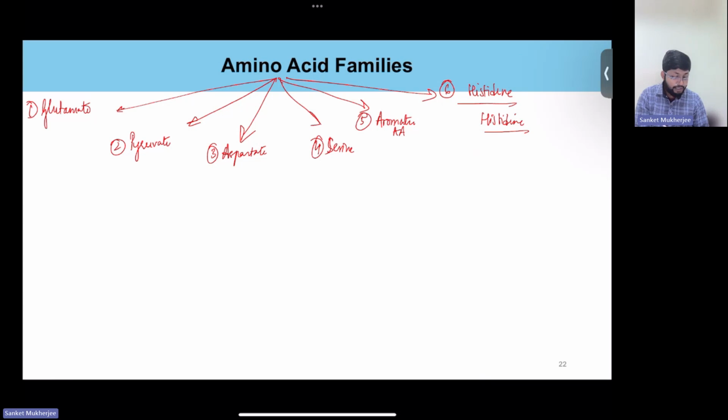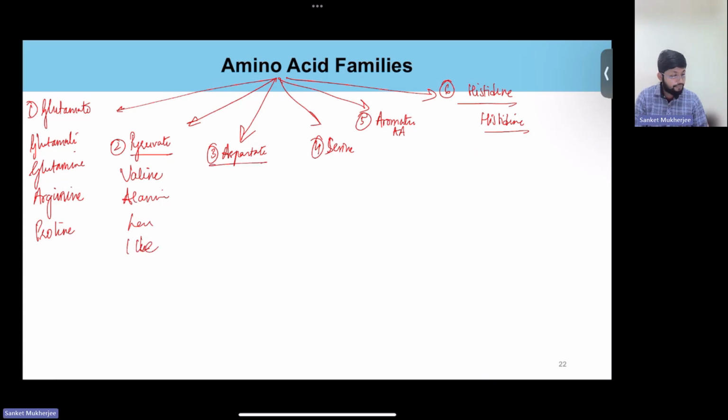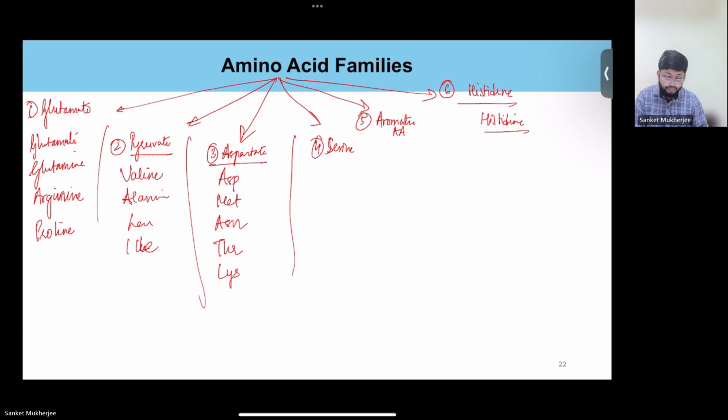That's very clear. The glutamate family has obviously glutamate. It has glutamine, all the derivatives that it can form, arginine, and proline. Similarly, the pyruvate family has valine, alanine, leucine, and isoleucine. The aspartate family has aspartate itself, aspartic acid, methionine, asparagine, threonine, and lysine. Similarly, the serine family has serine, obviously, cysteine, and glycine. Similarly, for the aromatic amino acids, there is tryptophan, phenylalanine, and tyrosine. These are the three.